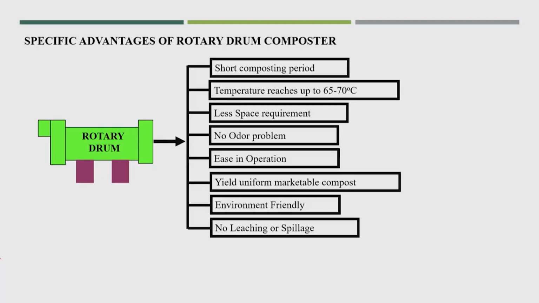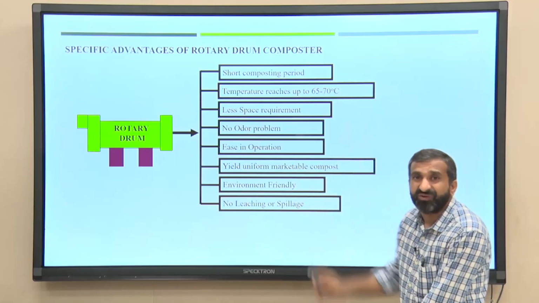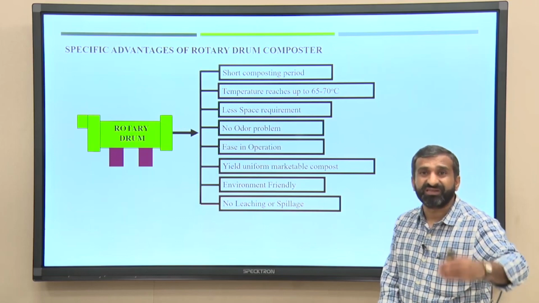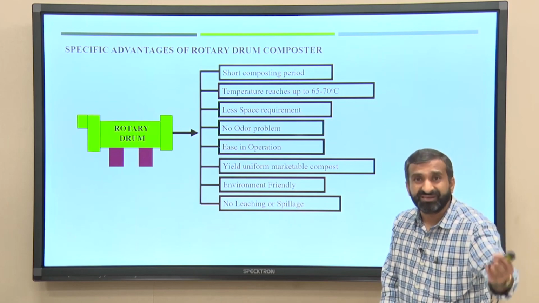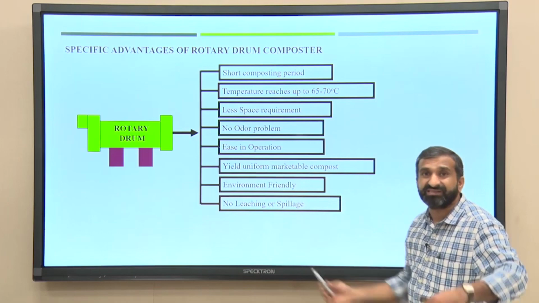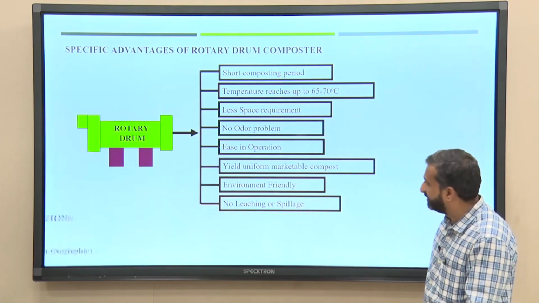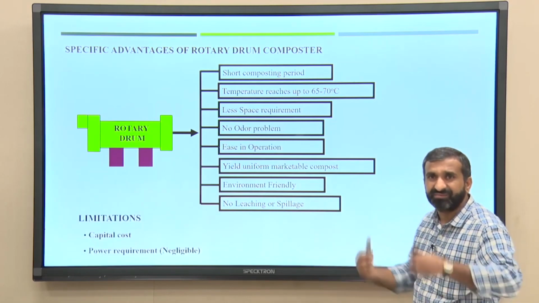Less space requirement, no odor problem, easy operation, environmentally friendly, no leaching. All these benefits are very good for decentralized composting facilities, because we are talking about decentralized composting facilities in apartment areas near residences. So, obviously, all these advantages are highly beneficial for such treatment facilities. The only limitation is the capital cost, because it is a metal material.